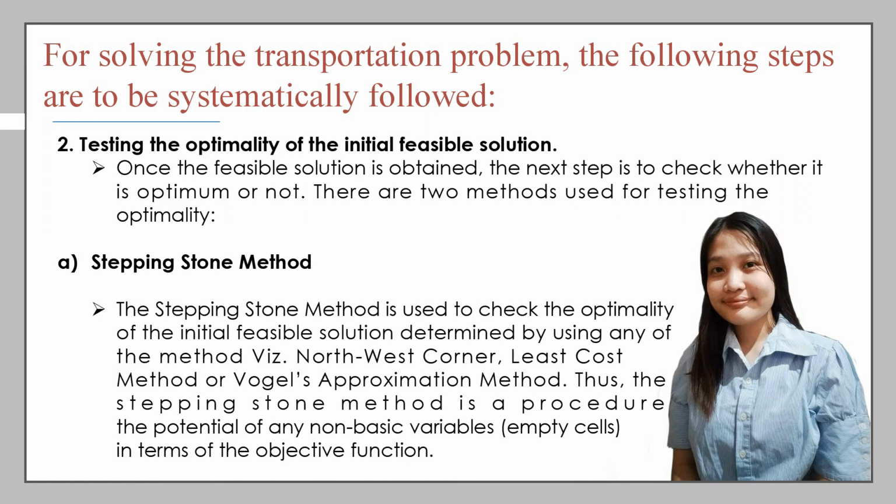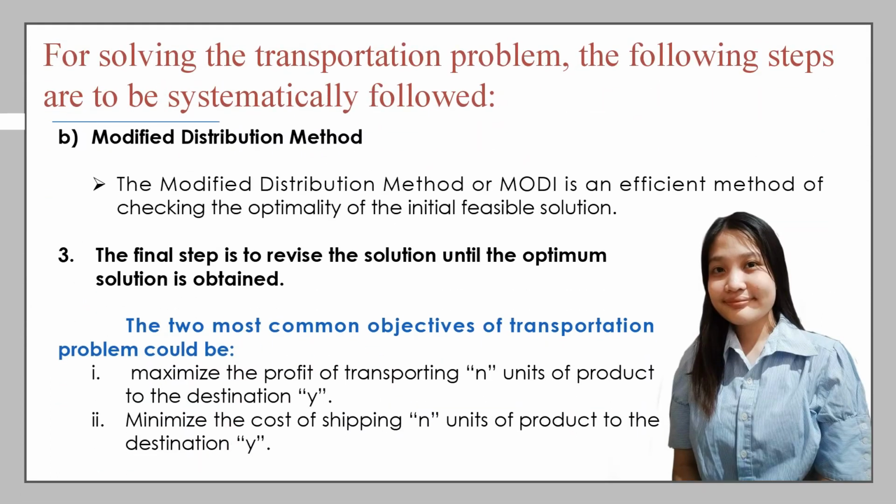So pwede po tayong gumamit ng dalawang methods, yung stepping stone method at yung modified distribution method. Sa stepping stone method po, pwede po natin siyang magamit if ang ginamit natin sa pag-obtain ng feasible solution po ay yung northwest corner, least cost method, or Vogel's approximation method. Thus, the stepping stone method is a procedure for finding the potential of any non-basic variables in terms of the objective function. Modified distribution method naman po is an efficient method of checking the optimality of the initial feasible solution.